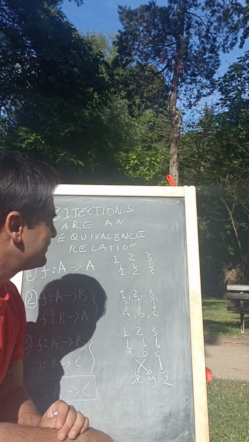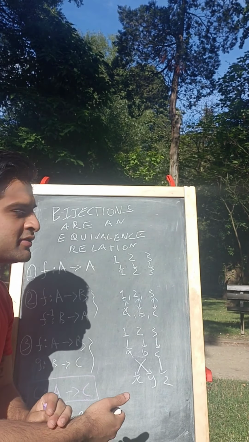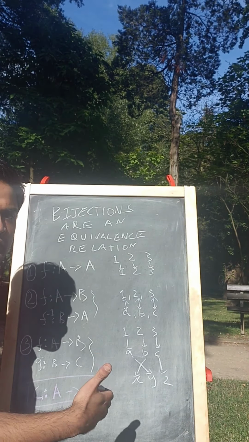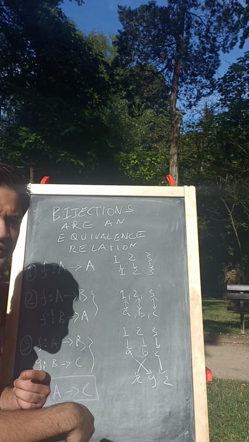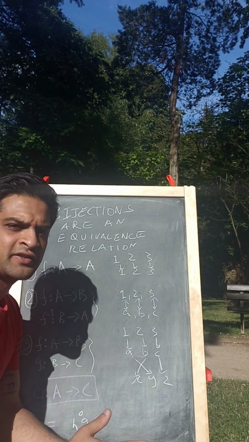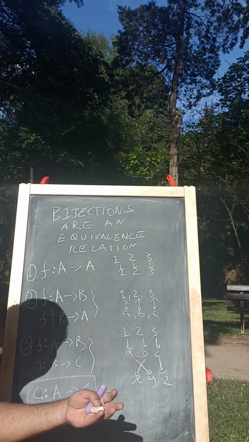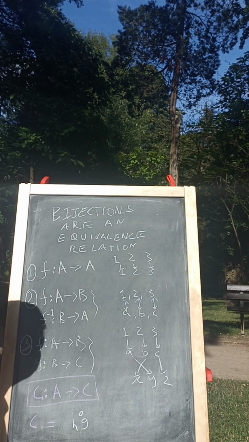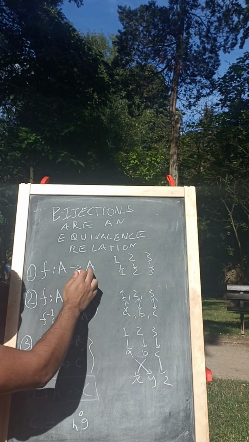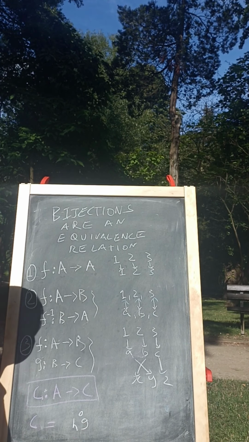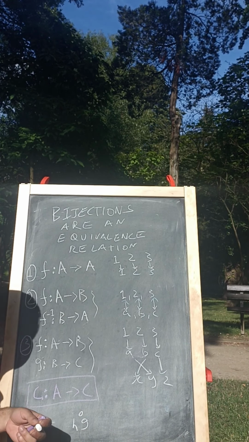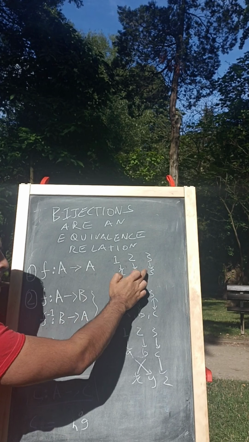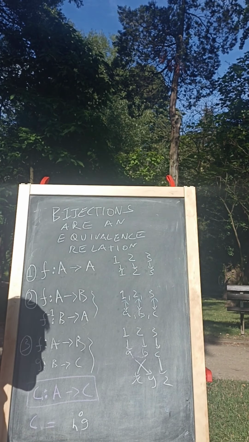Now I'd like to explain how bijections are in fact equivalence relations. In order to prove that bijections are equivalence relations, we need to show that the three properties which I described earlier are satisfied. Let's go case by case. The first property is that of reflexivity. If I have a map from A to A, then clearly A is related to itself, because quite trivially we can just map each element onto itself. So we have reflexivity.